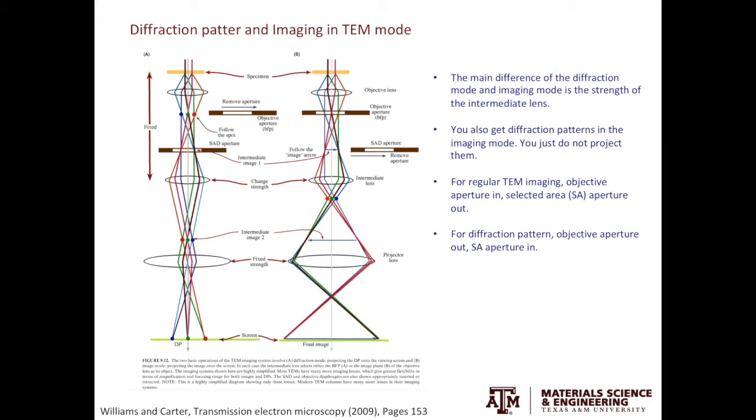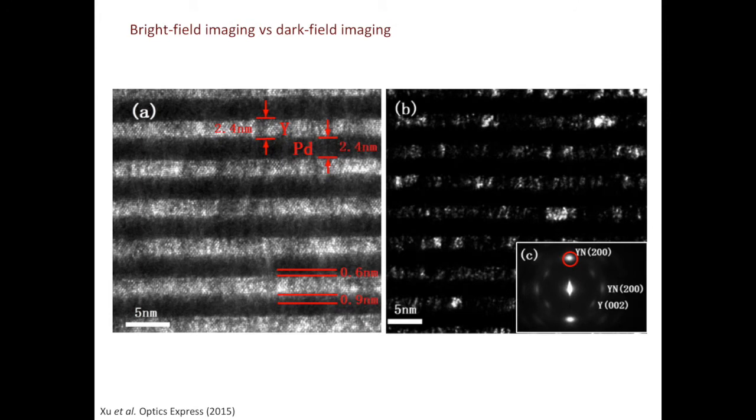In terms of the TEM operation, when you're in the diffraction mode, you retract the objective aperture and insert the SA aperture. In the imaging mode, in most cases, you insert the objective aperture and you always retract the SA aperture. In the imaging mode, you can acquire bright field images as well as dark field images.